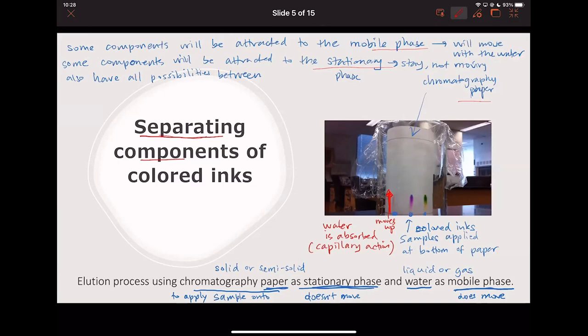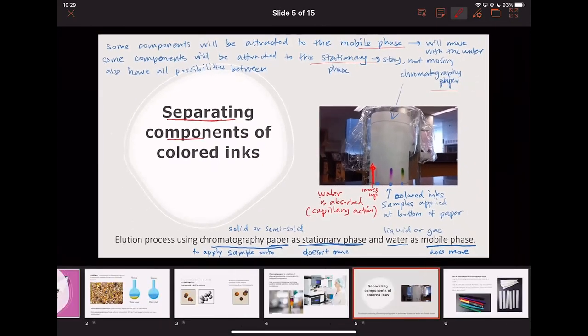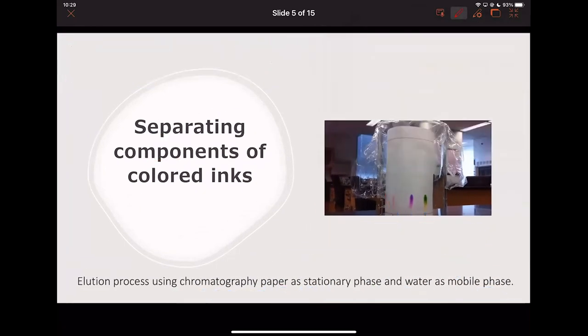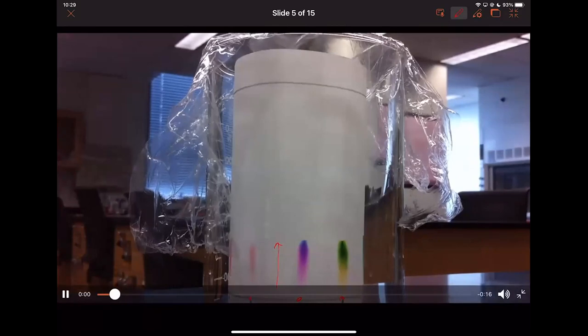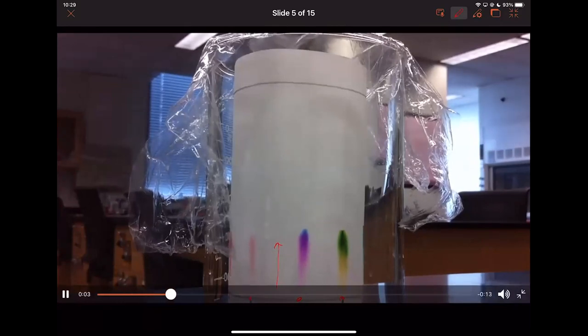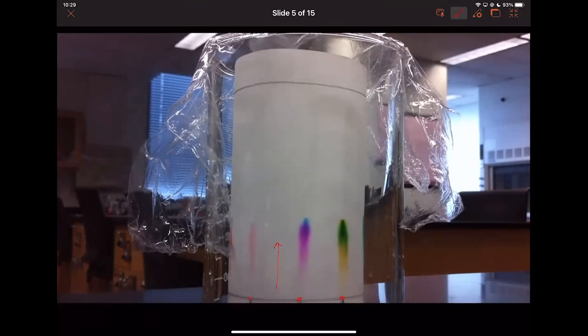So let me show you the video of what happens when you have a chromatography, what's called the elution process. So remember, I put the inks on here. They were originally samples applied at the very bottom. And as the water moves up, it causes the ink colors to separate. So let's show you what happens. This is sped up. So the water is moving up and the inks move up. And what is going on is that you see a separation of colors.